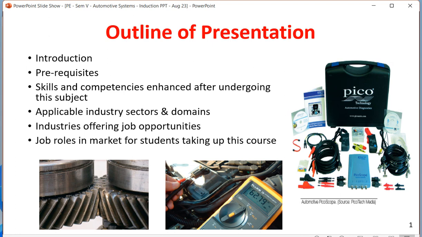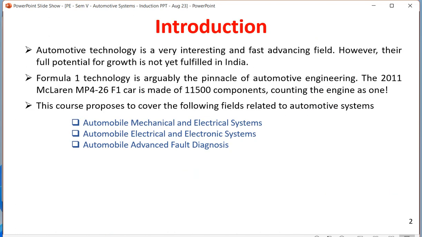Then we are going to see the applicable industry, sector and domain where the knowledge from this course will be applied for conducting future work, projects and maybe in your job in future. We are going to see the different industries that are offering job opportunities in the field of automotive electronics and automotive systems, and finally the job roles in market when you join these companies as a student who has taken up this course.